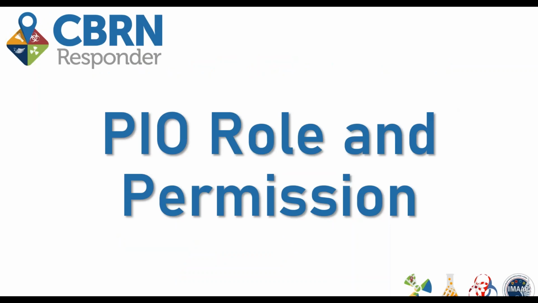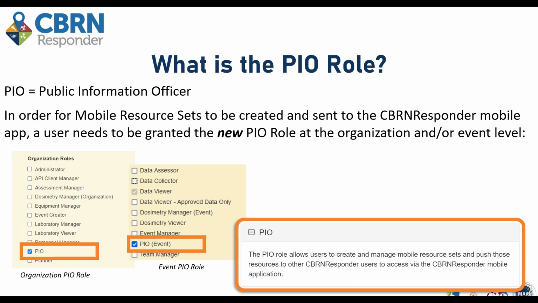Let's discuss PIO roles and permission sets. What is a PIO role? First, a PIO is a public information officer. In order for mobile resource sets to be created and sent to the CBRNResponder mobile app, a user needs to be granted a new PIO role at the organization and/or event level. Please keep in mind that we have roles and permissions for both the organization side and the event side.